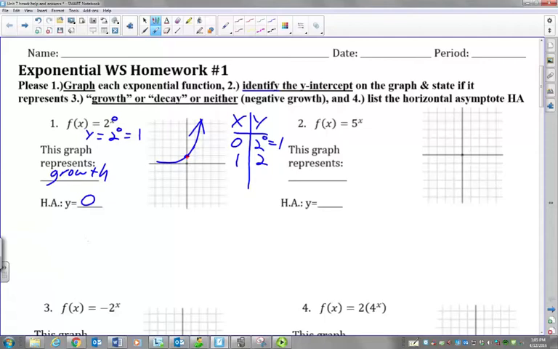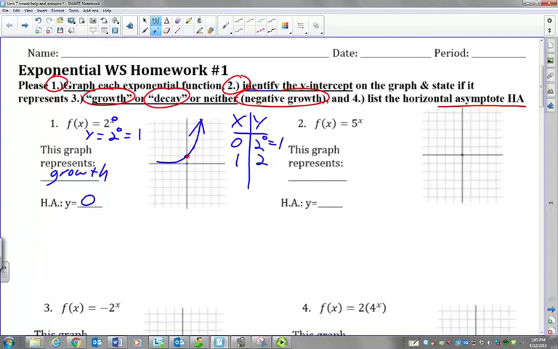And so when you're doing these, you want to make sure to identify the y-intercept, to graph it, and then state if it's growth or decay or neither, negative growth. And then number 4, to list the horizontal asymptote. So make sure you do that for each one of these, and by graphing using your calculator or just doing an XY table.